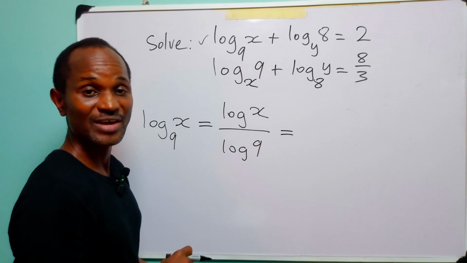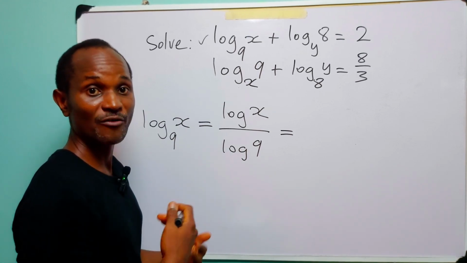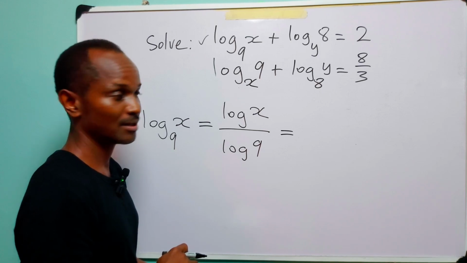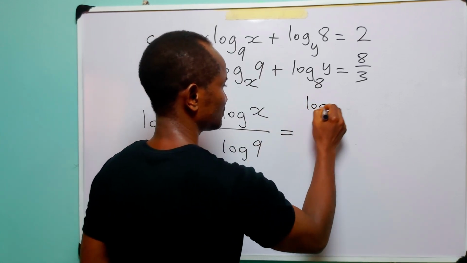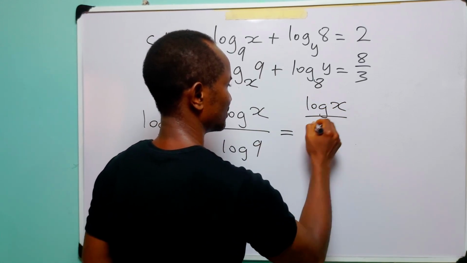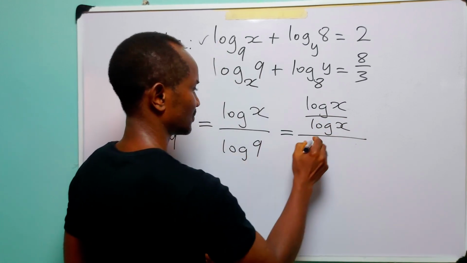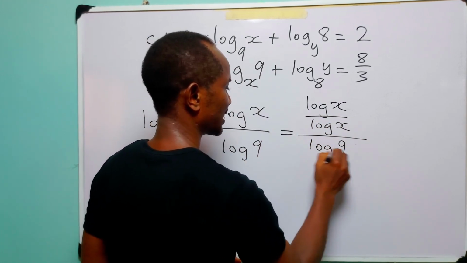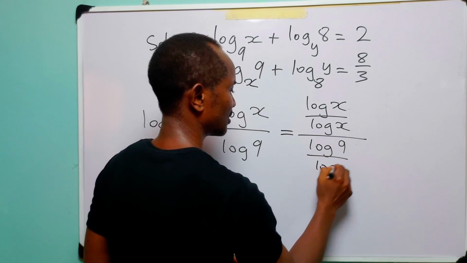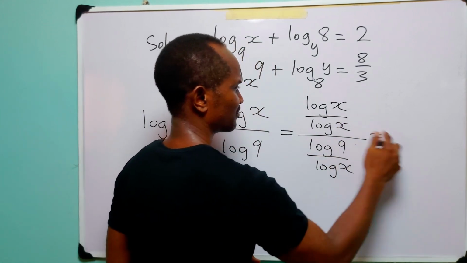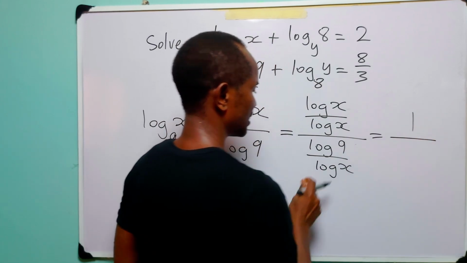Because you know that when we divide the numerator and the denominator of a fraction by the same quantity, we haven't changed that fraction in any way. So we have log x divided by log x over log 9 divided by log x. Now, log x divided by log x is 1.